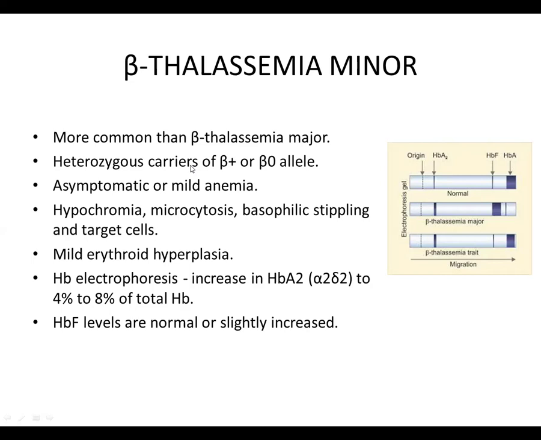On hemoglobin electrophoresis, there is an increase in hemoglobin A2, which increases up to 4 to 8% of the total hemoglobin. Normally, it is around 2.5%, but in cases of beta thalassemia minor, hemoglobin A2 is increased up to 4 to 8% of the total hemoglobin. Fetal hemoglobin levels are normal or slightly increased. So in beta thalassemia minor, hemoglobin A2 is increased, fetal hemoglobin is normal or slightly increased, and hemoglobin A may be normal or slightly decreased.